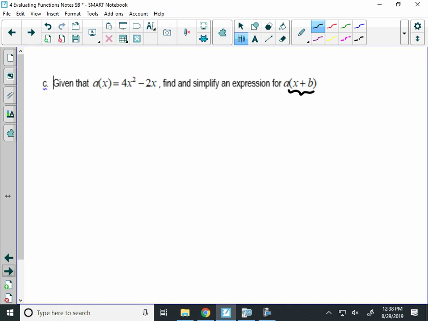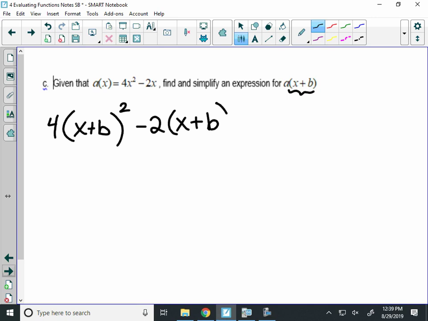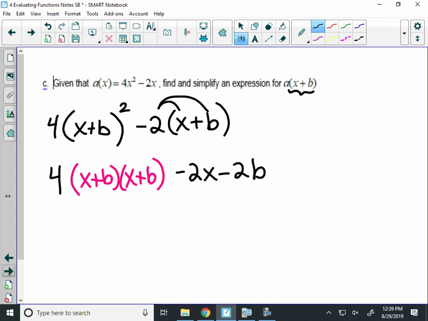So let's do it. We have 4 times x plus b squared minus 2 times x plus b. Where should I start? X plus b squared, right? How do I redo x plus b squared? Rewrite it twice. Then x plus b, x plus b. Now I'm going to stick the 4 out in front, and I'm actually going to distribute the negative 2 over here just to simplify that part already. So I'll have minus 2x minus 2b on the end.